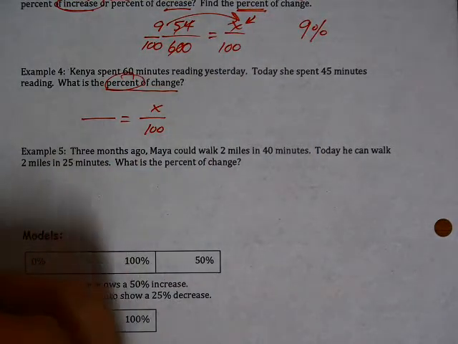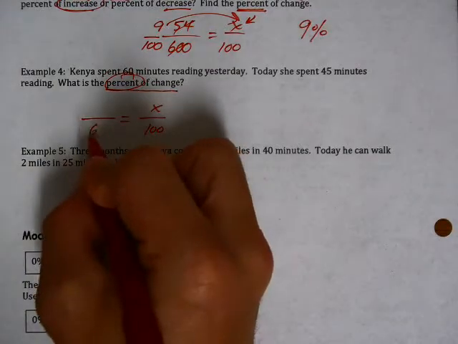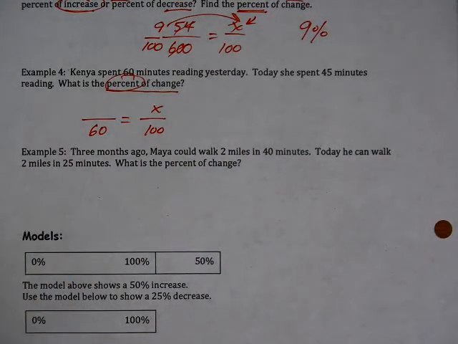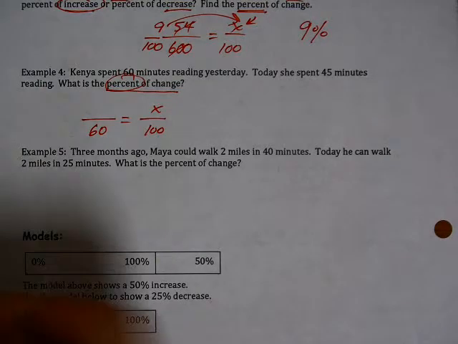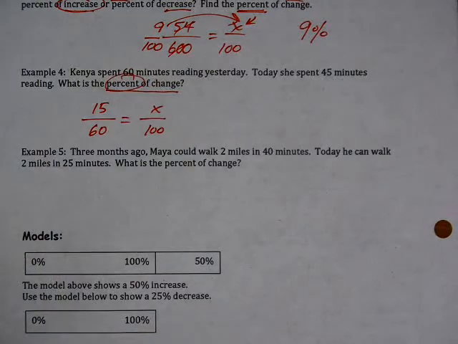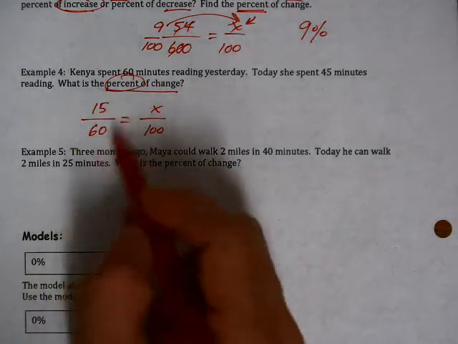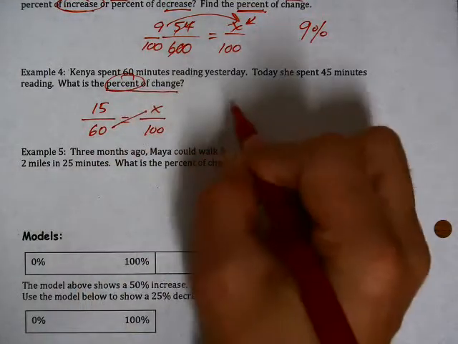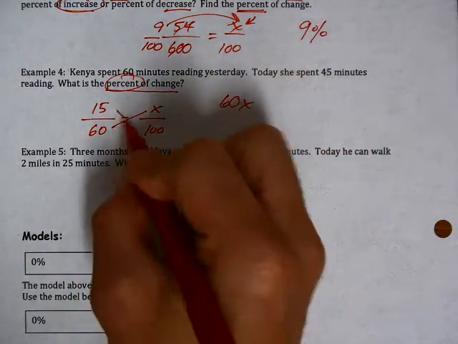She spent 60 minutes at the beginning. If you want to write that down first, that's fine. That's the original starting amount. And the top number we have to find is the difference, or the change. So she went from 60 minutes to 45 minutes, so that went down 15 minutes. Now, if you know time well, you might be able to reduce this pretty easily. I'm going to cross multiply and solve just to give you some practice doing that.